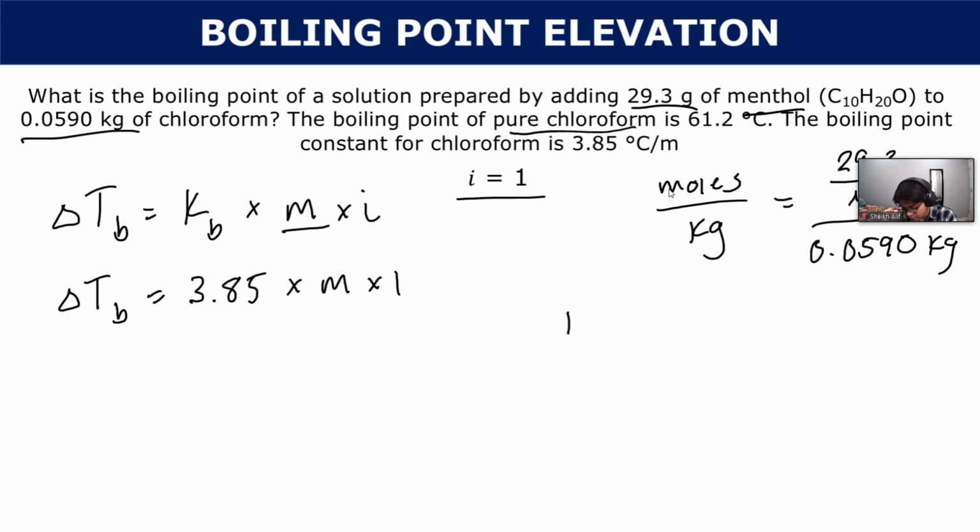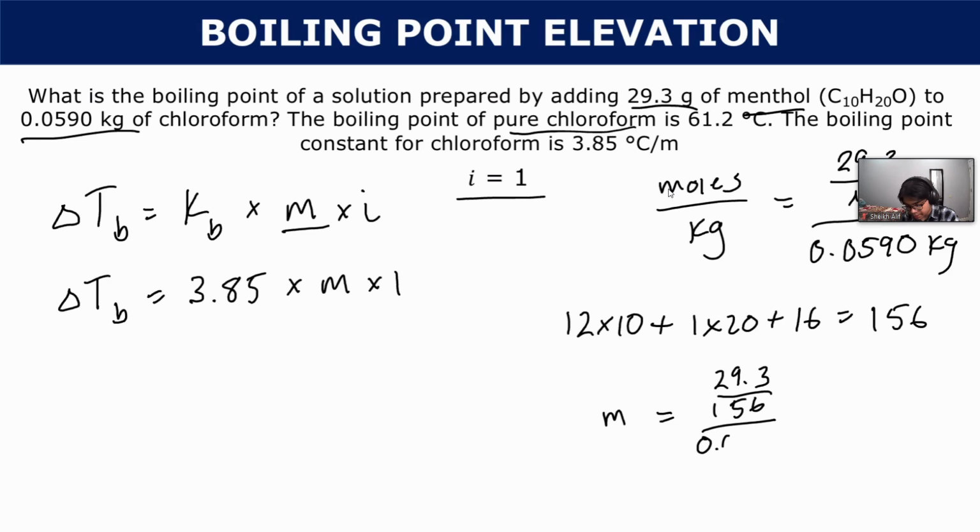So carbon has a 12 molar mass, and hydrogen has a 1 molar mass, and oxygen has a 16 molar mass, and that all comes to 156. So our molality is going to equal 29.3 over 156 over 0.0590. And that comes out to about 3.18. And now we have all the information that we need to solve the problem.